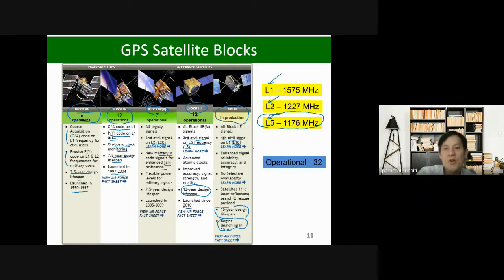No, actually no. In practice, for a lower frequency, you get advantages in terms of penetration. It can penetrate buildings better. It can penetrate trees better. So it means that for a lower frequency in general, you get better reception.